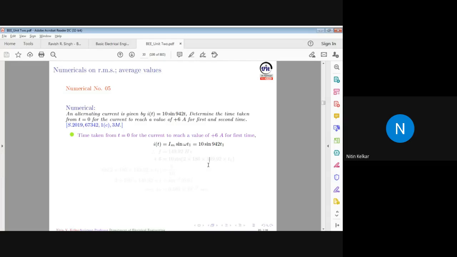What do you need? Any other information do you require over here? So can you calculate the frequency value first?